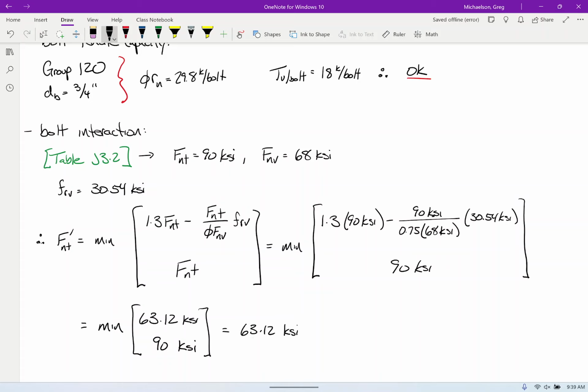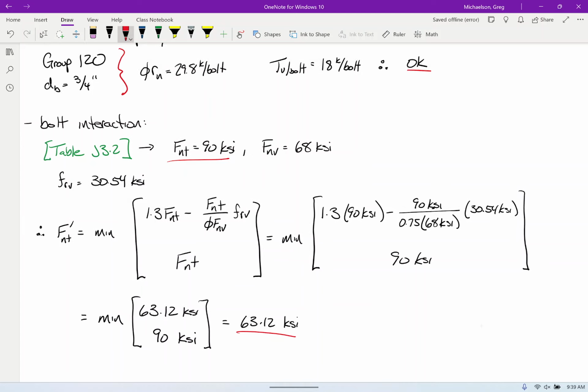Okay. So what this is saying is that if there were no shear present at all, this is the tensile capacity right here. But because we got all this shear stress on here, this is our actual tensile capacity based on the interaction between the two. So the fact that the bolts are having to hold up all that shear reduces their ability to hold up all that tension. That's what this is saying. Okay, does that make sense?